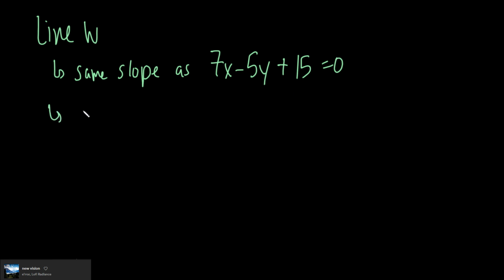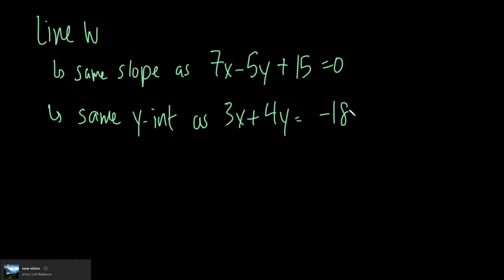And it has the same y-intercept as 3x plus 4y equals negative 18. Determine the slope y-intercept equation of line W.